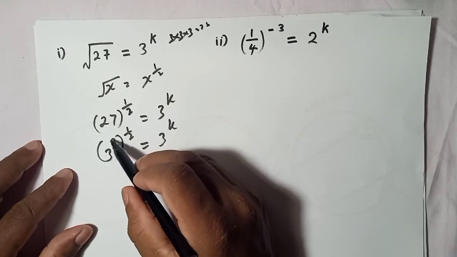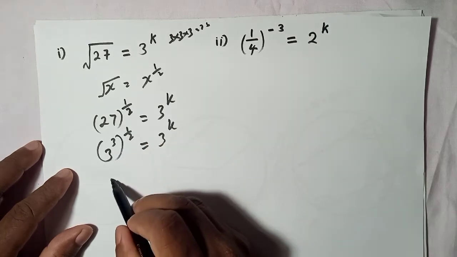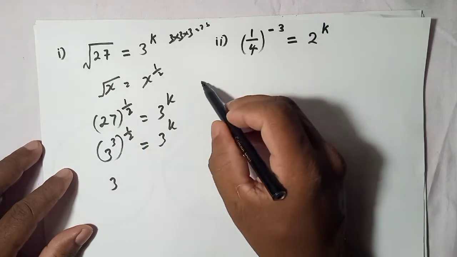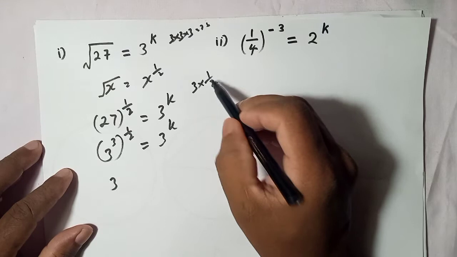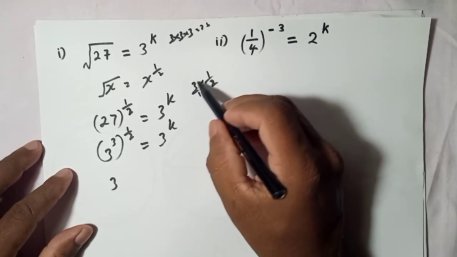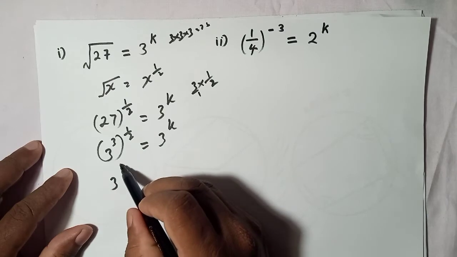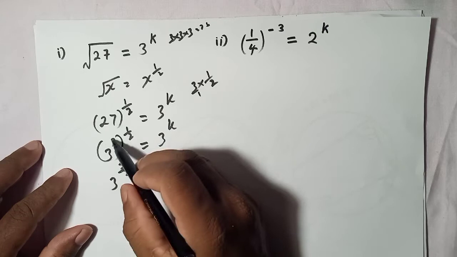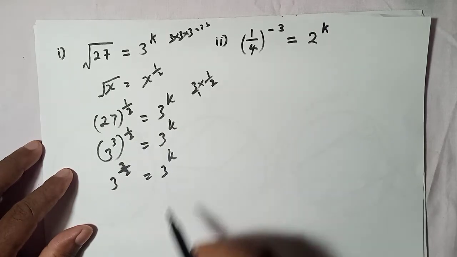Now we know this index we can multiply with this index, right? This into this. So here it will be 3 into half, 3 into half, right? So 3 into 1 is 3, 3 over 2. Like this you can think, 3 into 1 is 3, 1 into 2. So here will be 3 to the power 3 over 2. And here will be 3 to the power k.